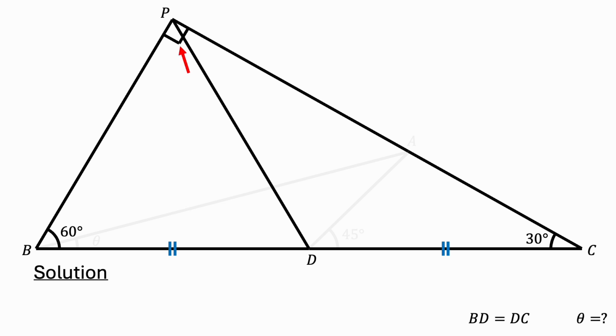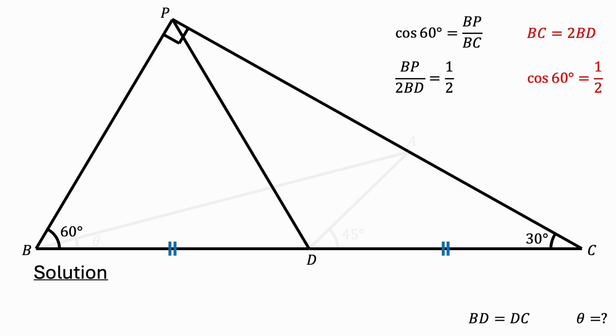In right triangle BCP, cosine 60 degrees equals BP over BC. Since BD equals DC, D is the midpoint of BC, so BC equals 2BD. With cosine 60 degrees equals half, we get BP over 2BD equals half. Therefore, BP equals BD.